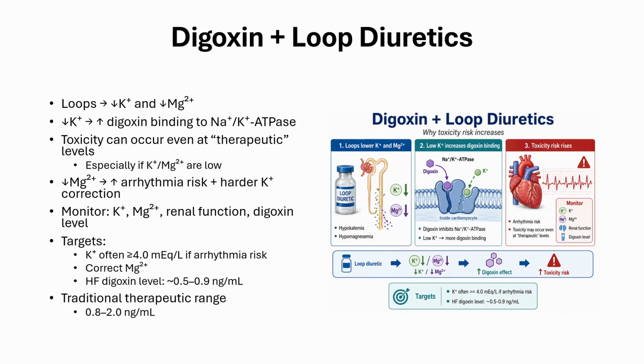In heart failure, target serum digoxin levels between 0.5 to 0.9 nanograms per milliliter, as higher levels are associated with increased mortality, without additional benefit. As a reference, traditional ranges for digoxin are between 0.8 and 2 nanograms per milliliter.